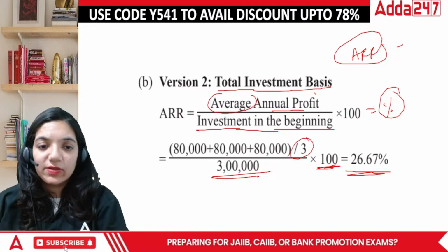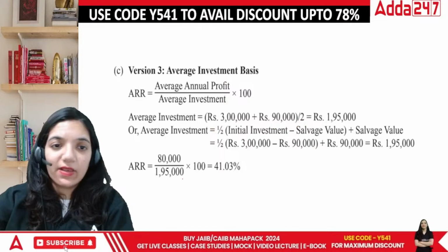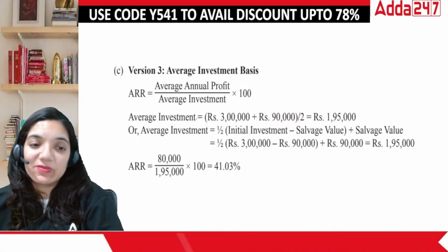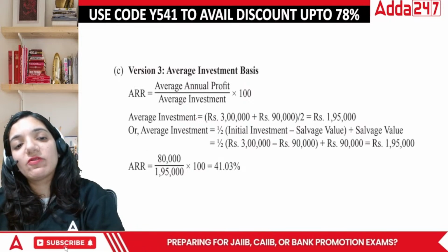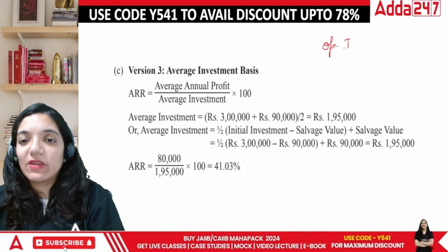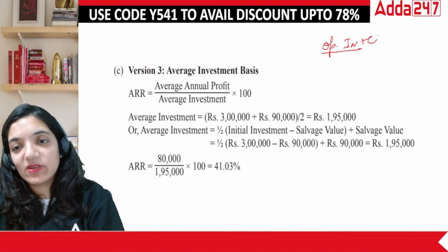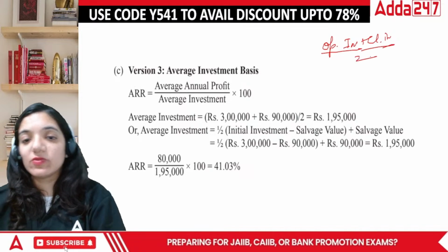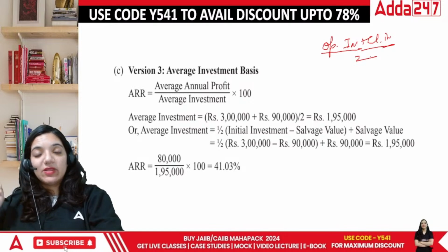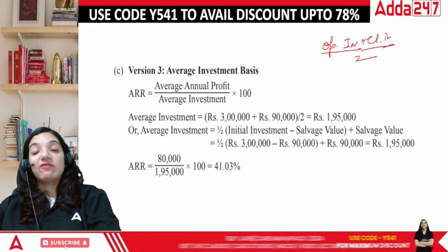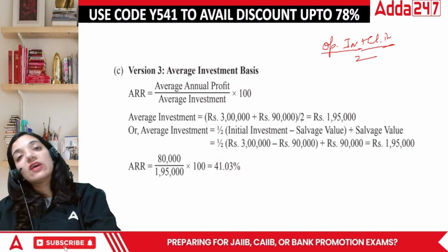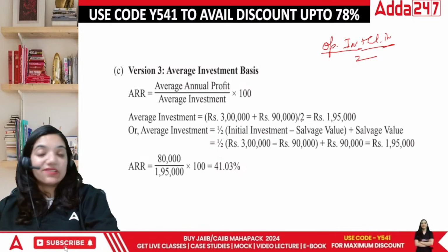Let's move on to the last version. The last version is your average annual profit divided by average investment. Everyone, whenever we are trying to find average, normally average investment is opening investment plus the closing investment divided by 2. Matlab I could have taken 3,90,000 divided by 2. But the point is, in this case, we have a salvage value. It is the residual value which would be left after 3 years of using it. It would be of 90 and we'll sell it off.